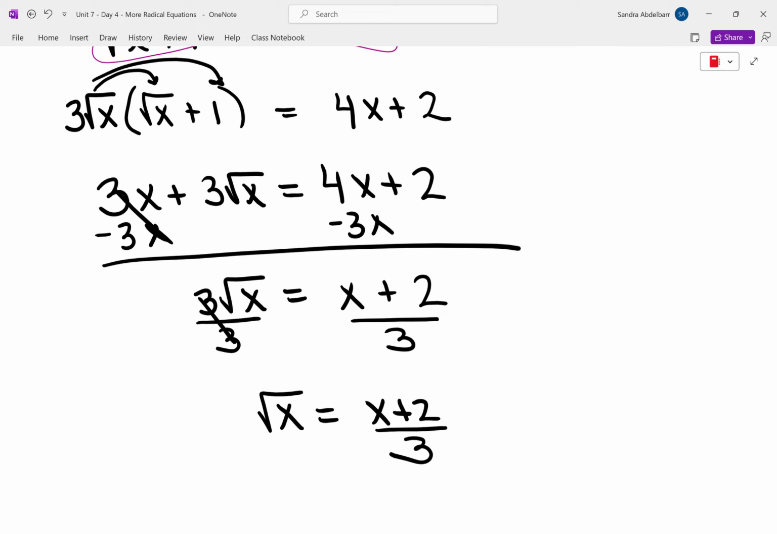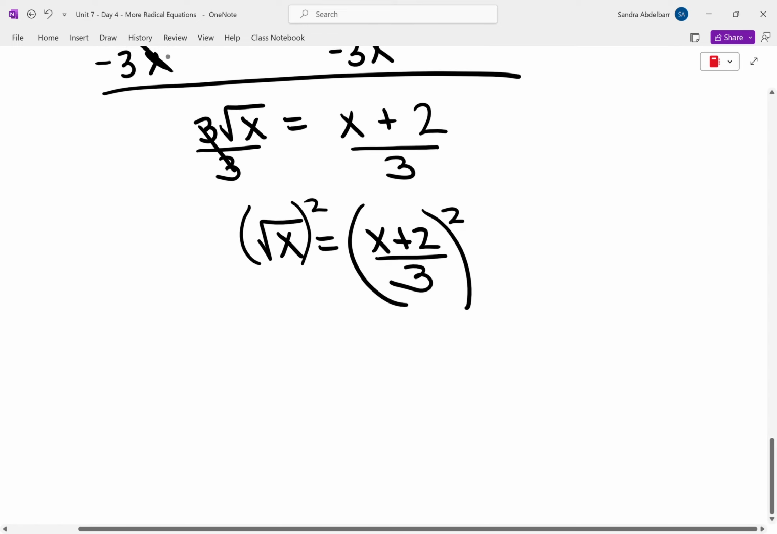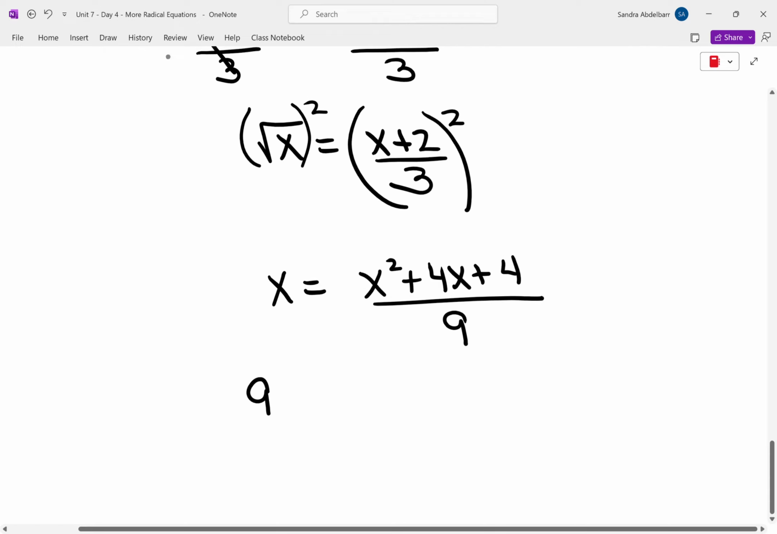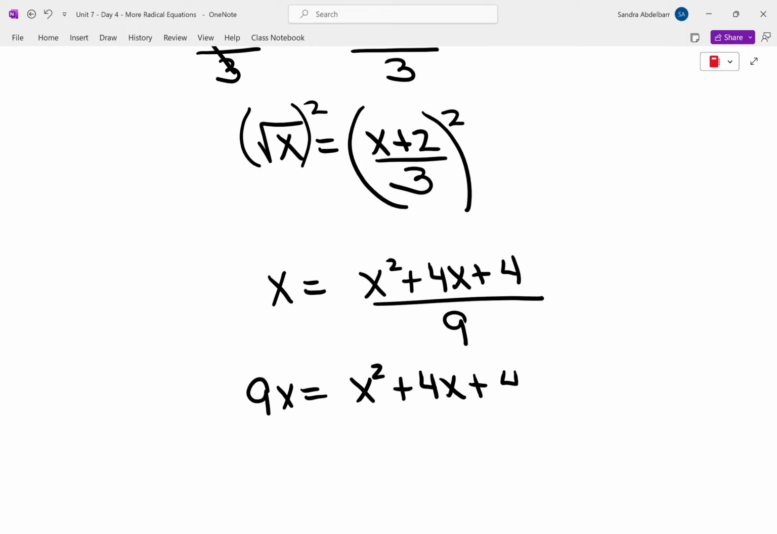To undo that square root, what are we going to do? Square it. But when I square that numerator, I have to FOIL that out. And when you FOIL it out, you're going to get x squared plus 4x plus 4. And then our denominator is 9. I'm going to cross multiply again. So I'm going to have now 9x is equal to x squared plus 4x plus 4.